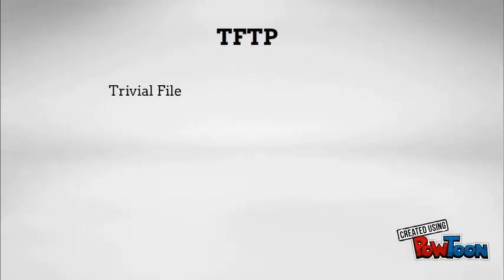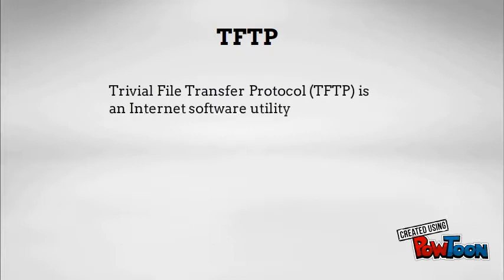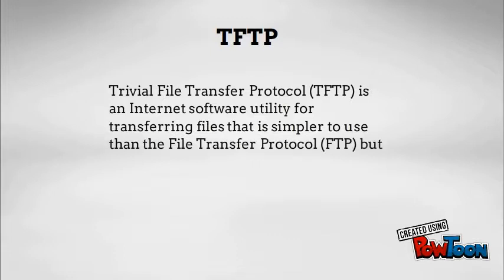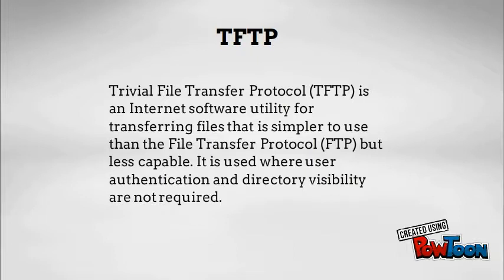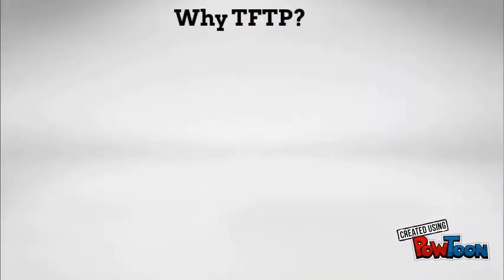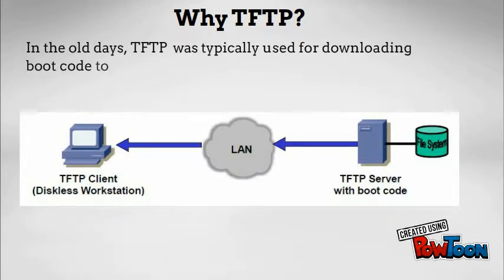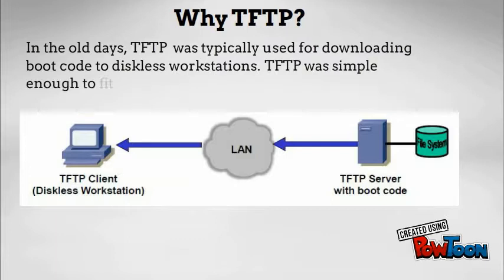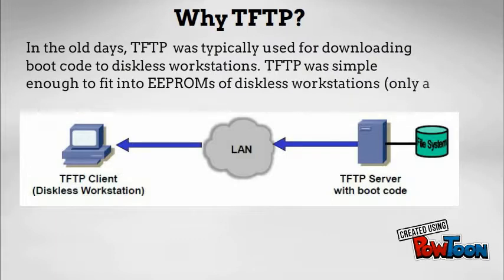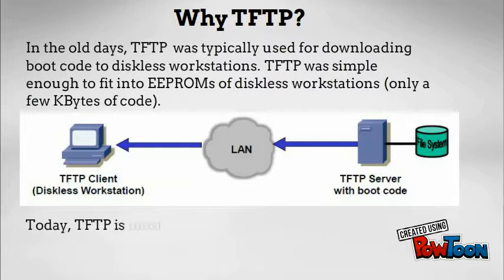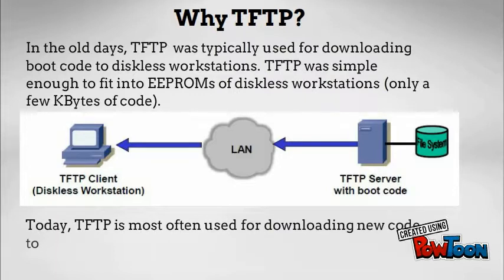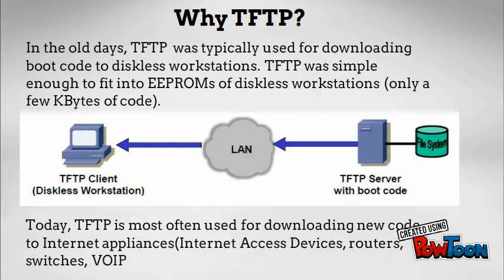Trivial File Transfer Protocol, TFTP, is an internet software utility for transferring files that is simpler to use than FTP but less capable. It is used where user authentication and directory visibility are not required. In the old days, TFTP was typically used for downloading boot code to diskless workstations. Today, TFTP is most often used for downloading new code to Internet appliances, Internet access devices, routers, switches, voice-over IP gateways, etc.